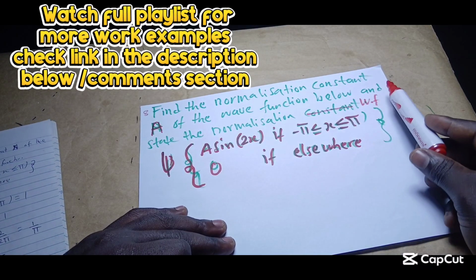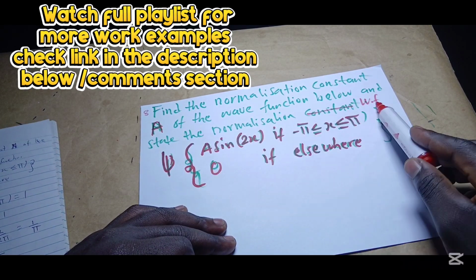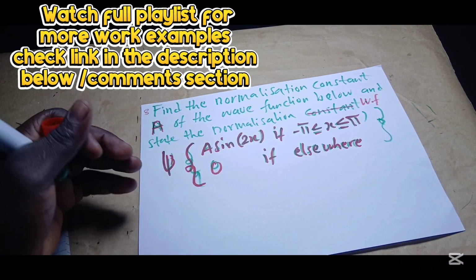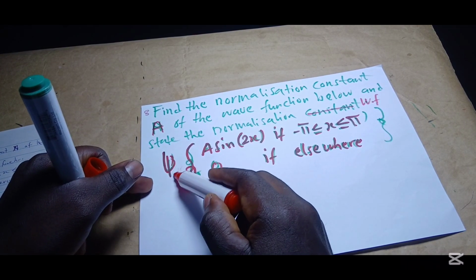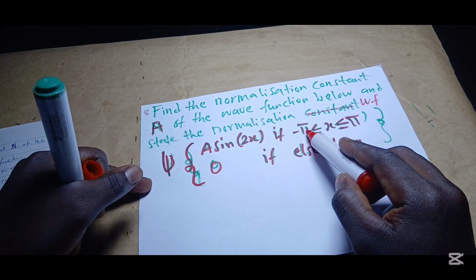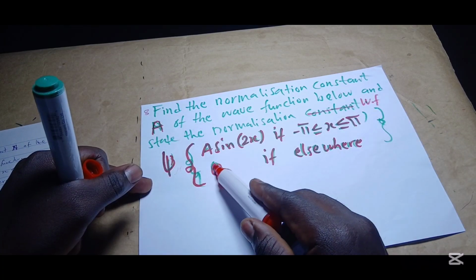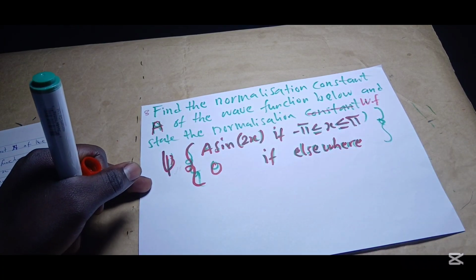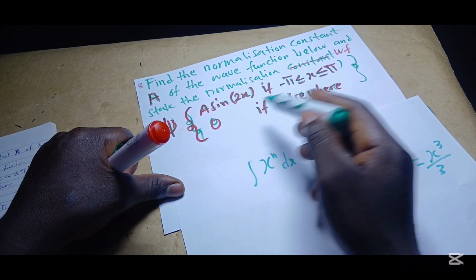Find the normalization constant A of the wave function below and state the normalized wave function. The wave function is given to us as psi of x equal A sine 2x if the interval is from negative pi to positive pi. And the wave function is 0 elsewhere. In actual sense, the wave function is 0 elsewhere.